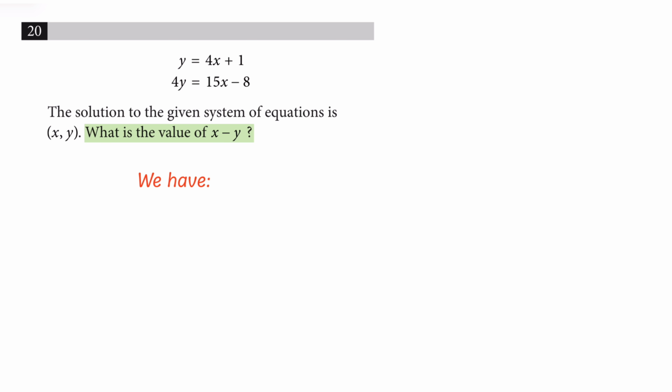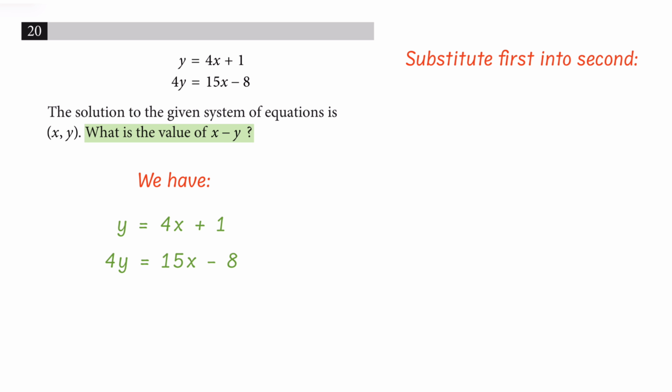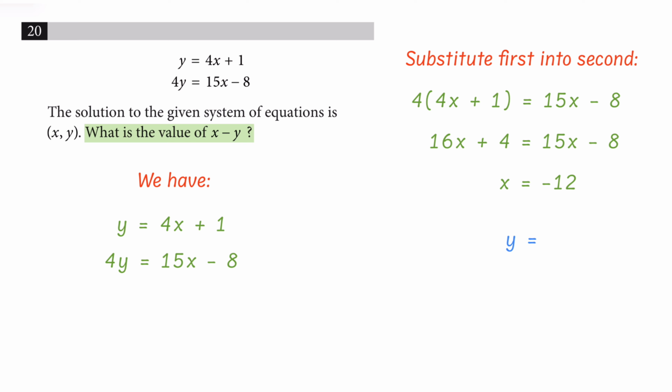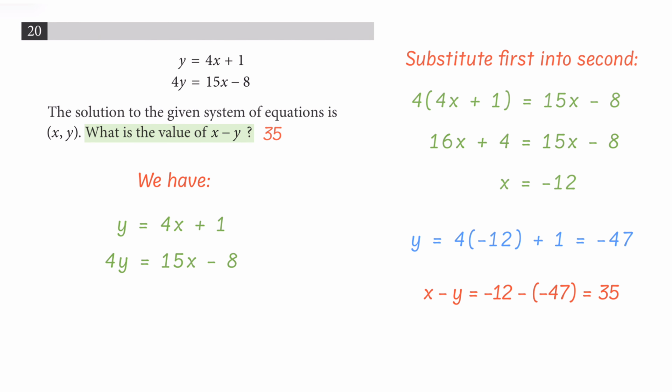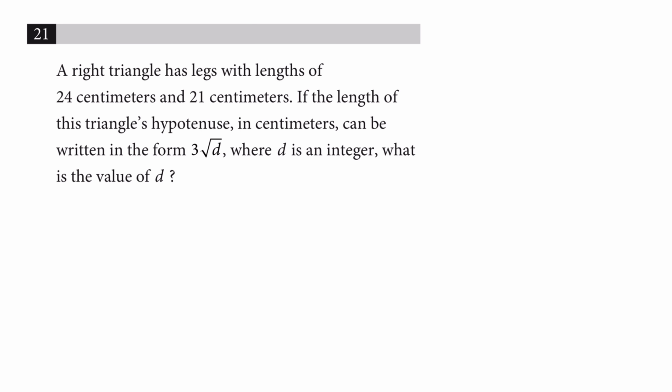Now another system of equations, but this time we want x minus y. 2 steps. We're given y equals 4x plus 1, and 4y equals 15x minus 8. Substitute the first equation into the second. That gives 16x plus 4 equals 15x minus 8. Solve for x. X equals negative 12. Now plug back to find y equals 4 times negative 12 plus 1. That's negative 48 plus 1, which is negative 47. Now find x minus y. Negative 12 minus negative 47 equals 35. Answer 35. System solved.